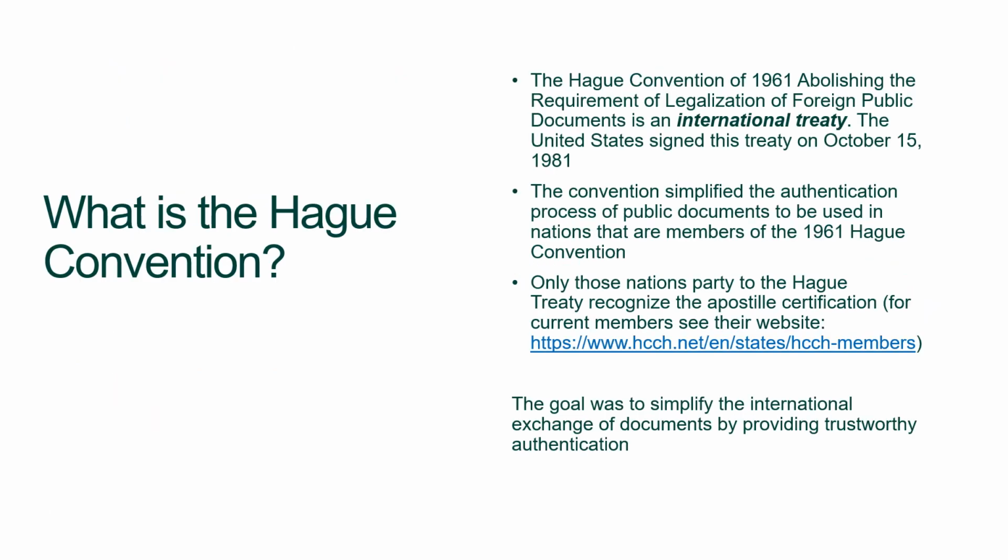What is the Hague Convention? It is an international treaty that was created in 1961 to simplify the international exchange of documents by providing trustworthy authentication. The United States signed the treaty in 1981. Only nations who are parties to the treaty recognize the apostille certification. The Hague Convention maintains a list of current members on its website. You can see the URL on this screen.